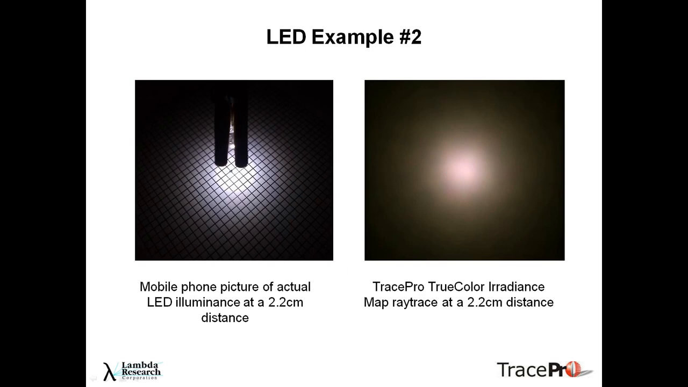Once again, here we are. We're a little bit closer, 2.2 centimeters. White spot with a fairly large glow area around it, and similar to what we're seeing here in TracePro. Once again, true color radiance map at the same distance.